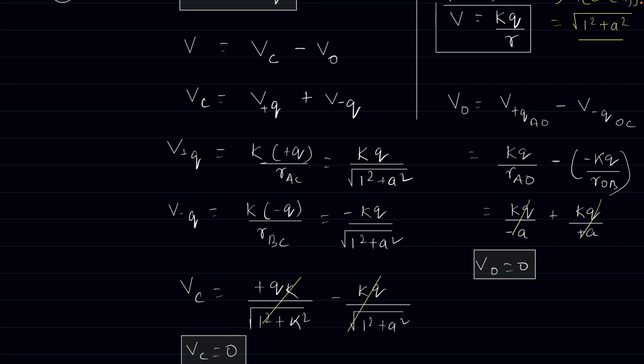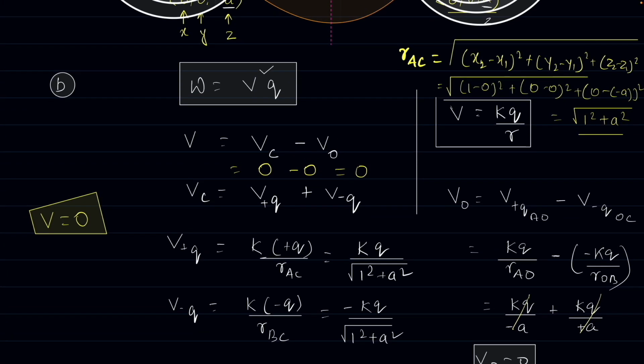Now if we substitute the values, Vc was 0 and Vo is also 0, so the potential difference will be equal to 0. Now we have to find the work. Work is equal to potential into charge. Potential is 0, so if you multiply with Q naught, the work done will also be 0. So for this part, we can say that the net work done is 0. This is the answer of this question.